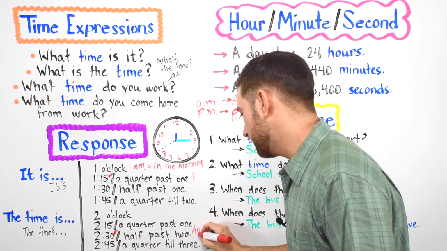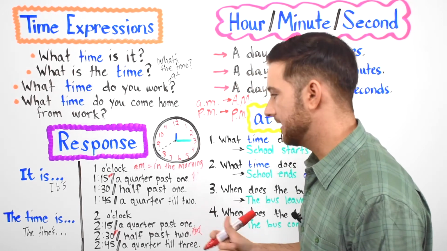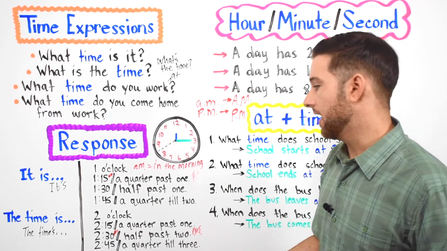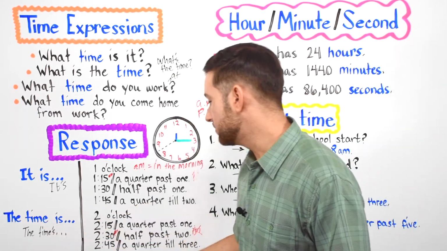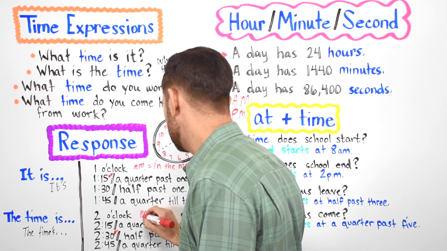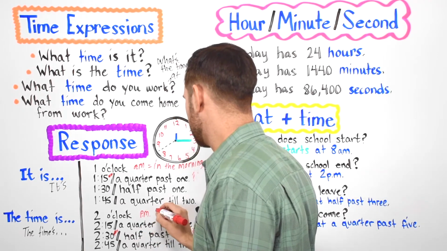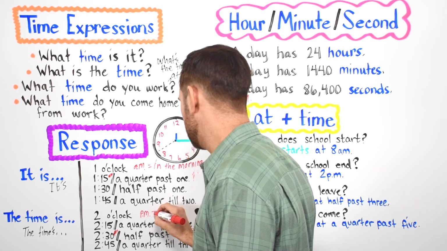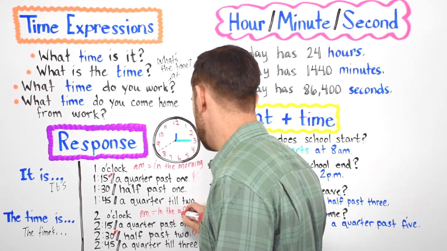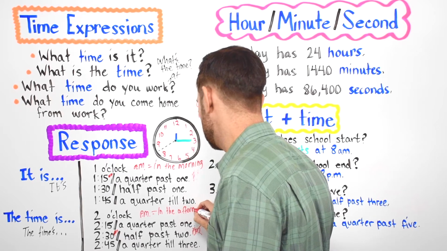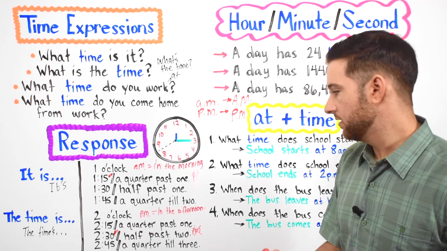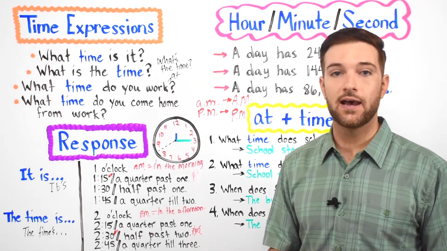Okay, or here with PM, the time is 2:30 PM. Not many people would really say that, I don't think. You can technically say it, but I think more people would say the time is 2:30 PM, or it is 2:30 in the afternoon. That feels very natural to me. Okay, what time is it? Okay, it's 2:30 in the afternoon.